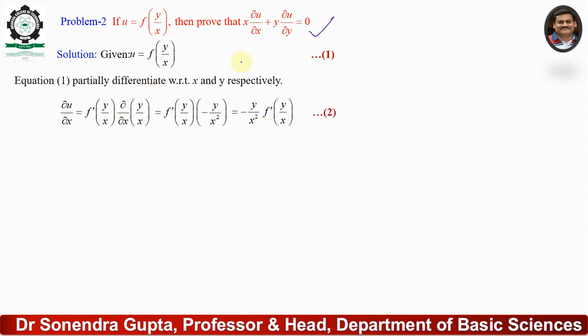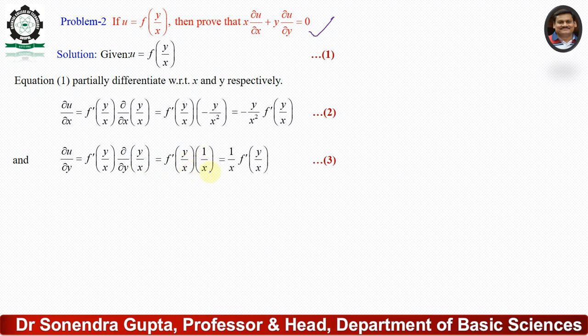Okay, again equation number 1, differentiate with respect to y, then we get f dash of y upon x and the derivative of y upon x. Again y upon x differentiated with respect to y gives 1 upon x, that means f dash of y upon x into 1 upon x. Now say this equation number 3.